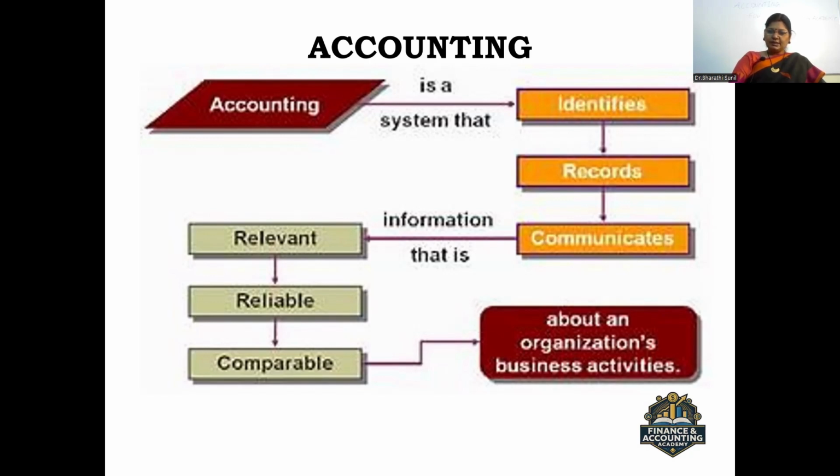We don't want to include everything in this accounting. Only relevant information which is totally reliable. Guessing figures are not communicated. Only reliable data and reliable transactions recorded in our books are communicated. And next, the information we communicate will be used to make comparison. What comparison will we make?